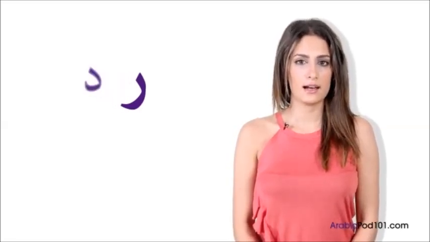Our first letter is ra. Its closest English counterpart is the letter R, but it's a different sound that must be learned. Ra. It's not too hard to pronounce though, right? Note how it looks like the dal, but dips beneath the line. Make sure not to confuse them. Here's the isolated form. Ra.